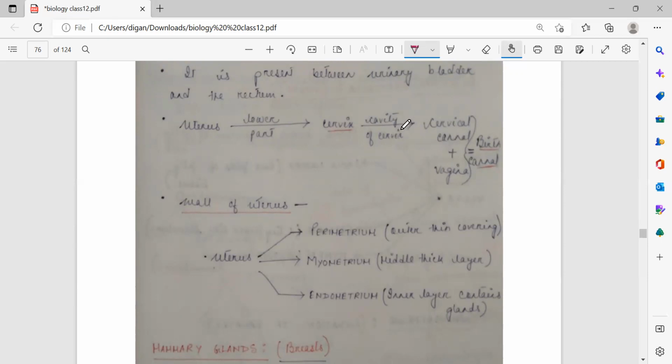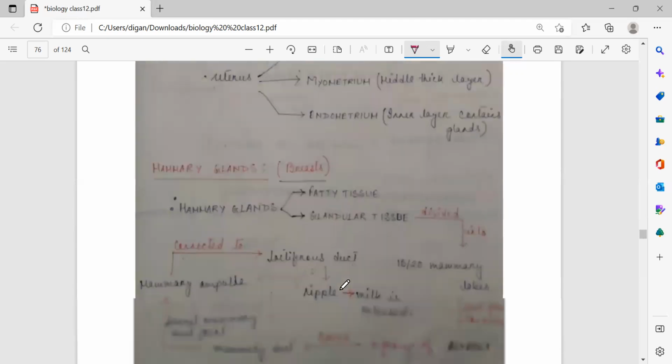Then the cavity of the cervix means the cervical canal. The cervical canal plus the vagina together are known as the birth canal. So how is the birth canal formed? You have to write that the cavity of the cervix means the cervical canal, and when combined with the vagina, they form a common canal which is known as the birth canal. Then the wall of the uterus has 3 layers: perimetrium, myometrium, endometrium. These are just summaries, sir.